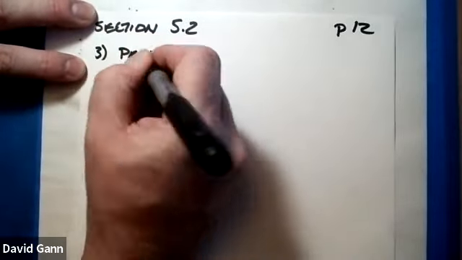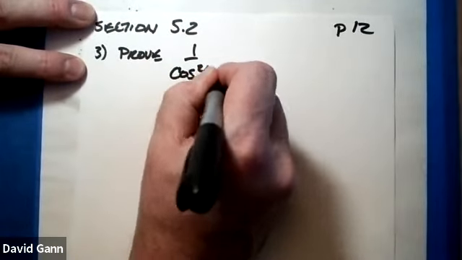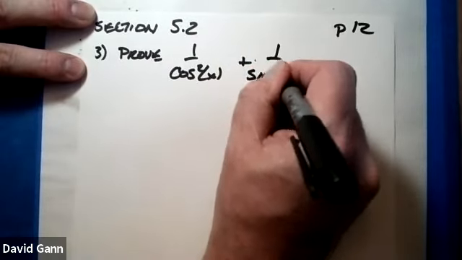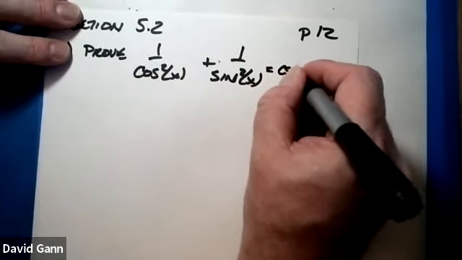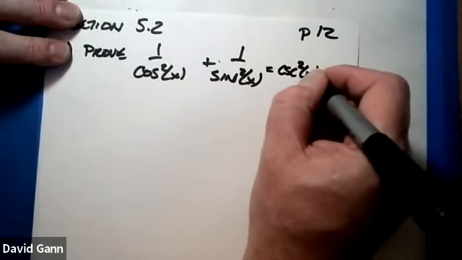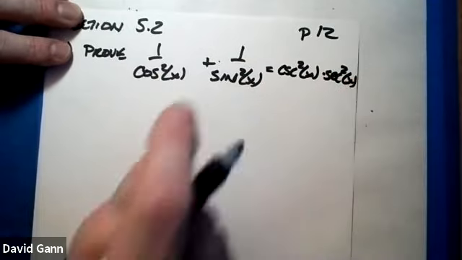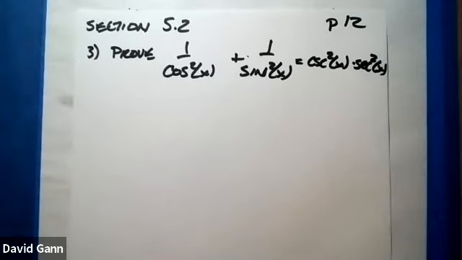So example 3, let's prove that 1 over cosine squared of x plus 1 over sine squared of x is equal to the product cosecant squared of x times secant squared of x. Sorry, I got that a little bit sandwiched over. I probably should have spaced that a little bit better.